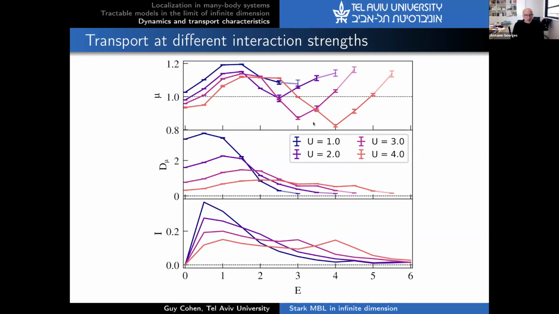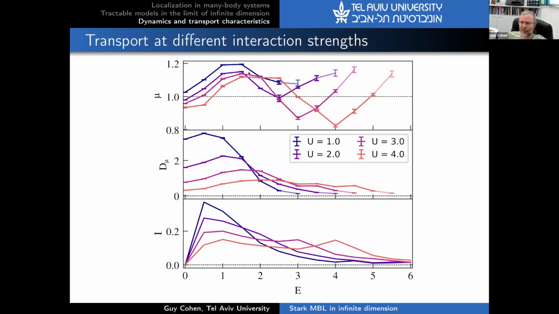But still not really localized. I mean, when mu is larger than 1, I would expect that the current or particles can still spread, or the wave packet can still spread, but it will spread slower than diffusive.